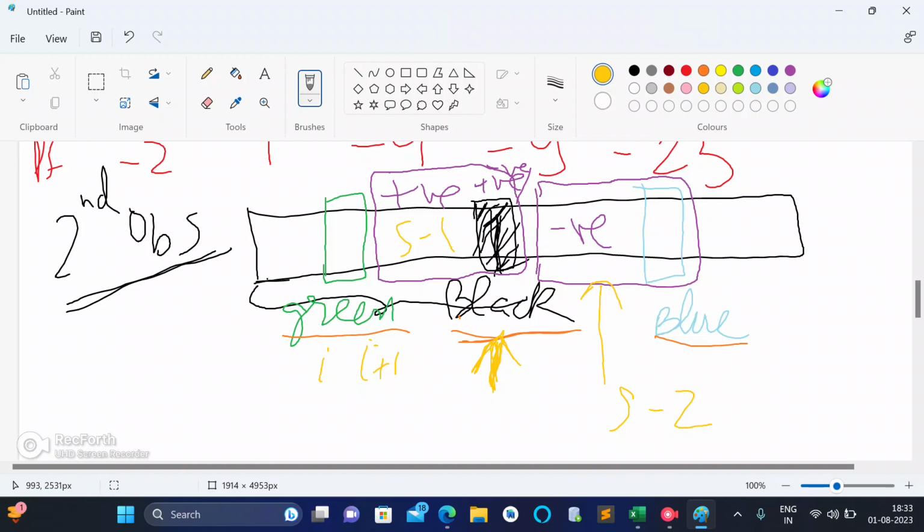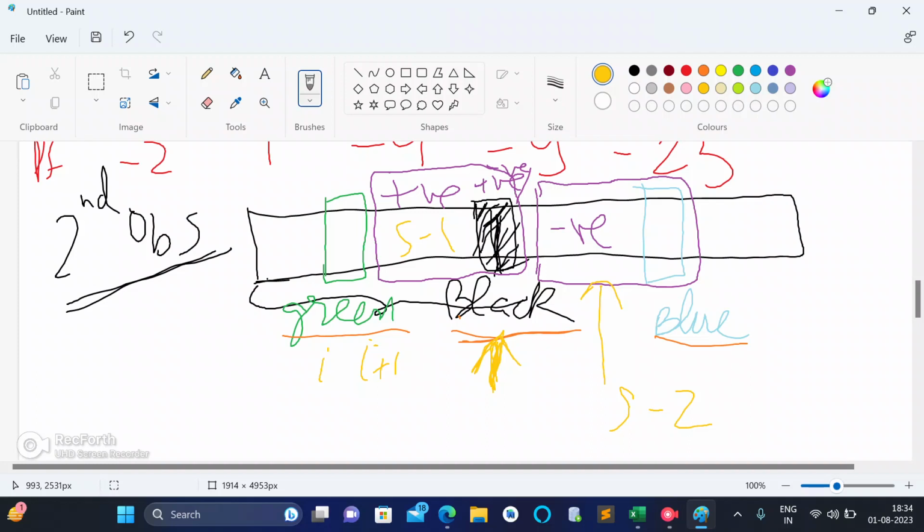Because if all the numbers marked in this section 1 are negative, then black would be smaller than green. But here black is greater than green. It means from the i plus 1th index till the black index, including the black index, there is a positive number which is bigger, because of which green is smaller than black. So here I can say there is a large positive number.